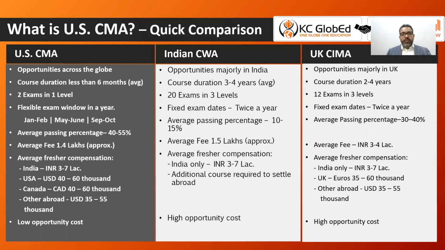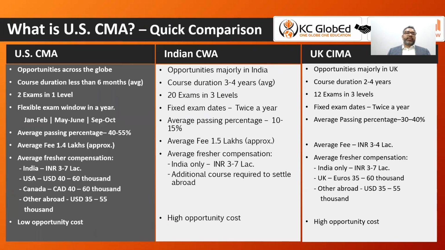And then the most important thing for us: what after this professional course? If you do Indian CWA, on an average, a fresher gets a compensation of 3 to 7 lakh rupees, and UK CIMA also gets a compensation in a range of 3 to 7 lakh rupees in India. Same is the case for US CMA as well in the Indian market. So why spend 2, 3 or 4 years when you get the same compensation by just doing a 6-month examination? It will save 3 to 4 years of your life.